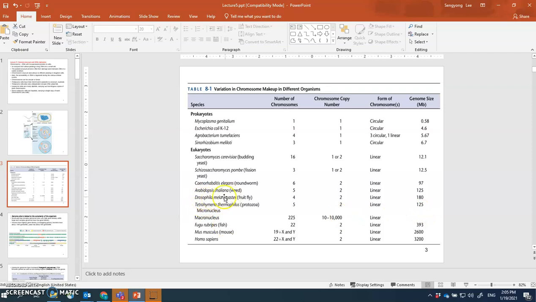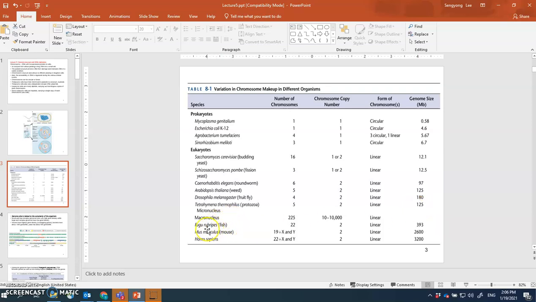And a plant, the mustard family Arabidopsis thaliana, 5 chromosomes, definitely diploid, and linear chromosomes. Drosophila, an insect, the fruit fly, 4 chromosomes, diploid, linear, 180 megabase pair. And then this is a protozoan cell, again of course a eukaryotic cell, 5 chromosomes, 2 copies of each chromosome, linear, huge genome size, 125 megabase pair.